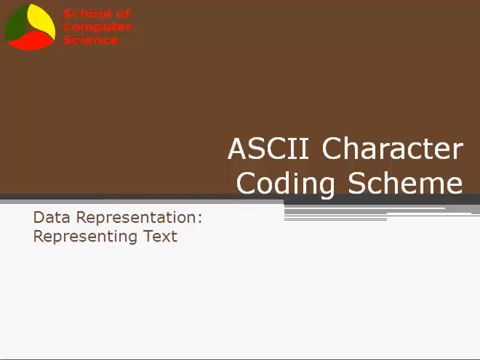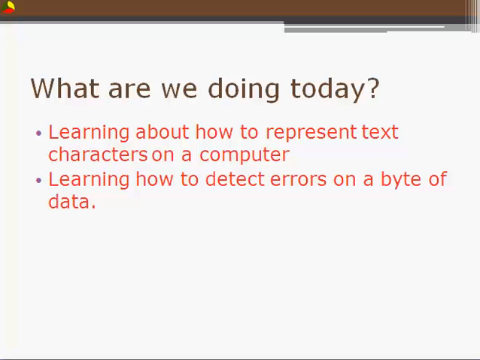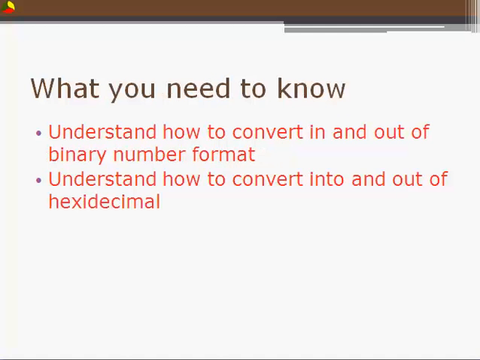Hello and welcome to this tutorial on how to represent text on a computer, and in particular the coding scheme we're going to be using is the ASCII. And so what we're going to learn is how text essentially boils down to ones and noughts on a computer, and also how we can detect errors within this format. You'll probably already need to know a little bit about binary numbers and also a little bit about hexadecimal.